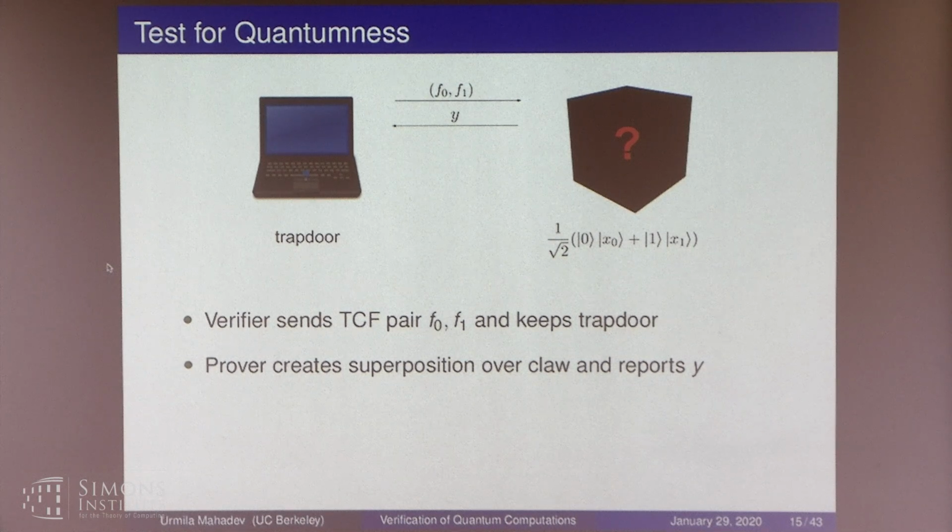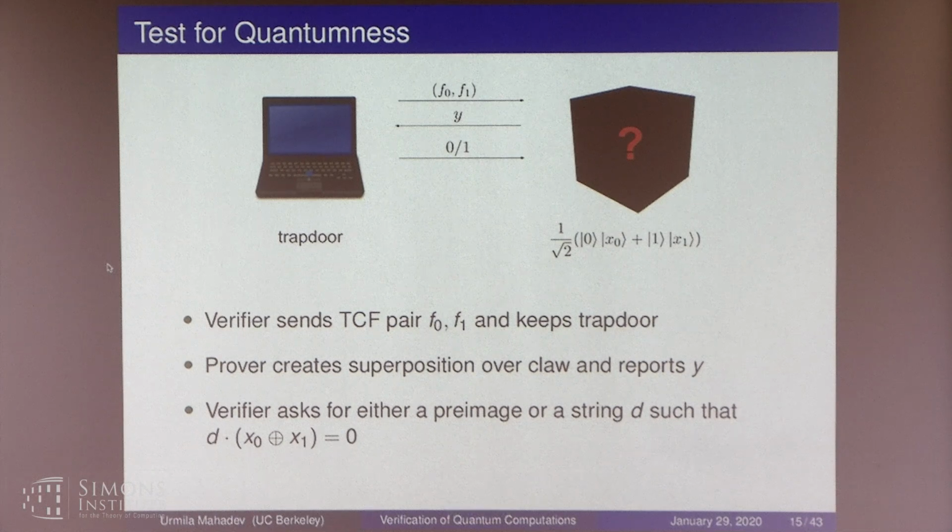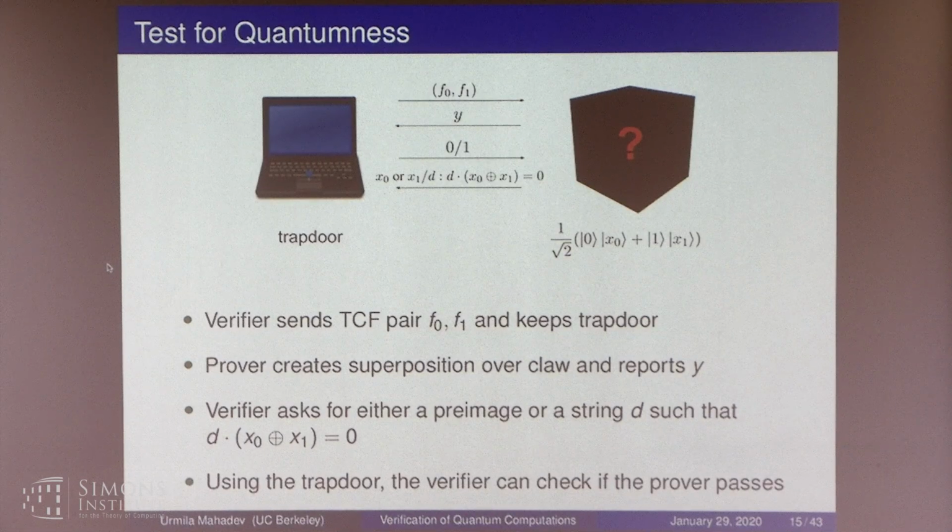Once the verifier receives Y, the verifier asks for either a pre-image of Y or a string D which satisfies this equation. The verifier can then check if the prover passes by using the trapdoor. So the verifier can use the trapdoor to look at Y, extract X0 and X1, and then check that the string D satisfies that equation.